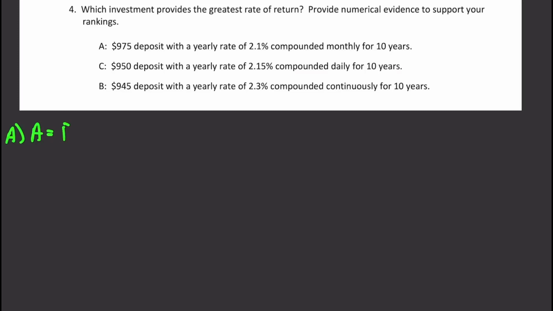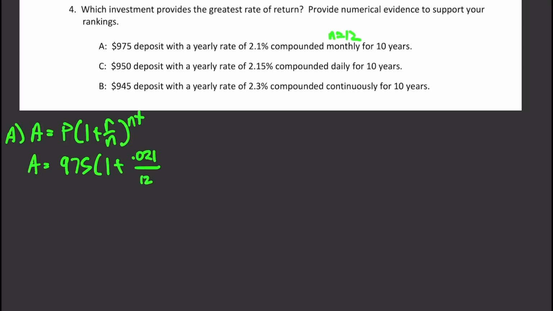All right, so for part A, I'll just write down the formula one time. P times 1 plus r over n, to the nt. And let's just plug in the numbers we have. All right, so my end amount, my principal initial amount, 975, 1 plus my rate, 2.1% is 0.021 as a rate, divided by the number of times it's compounded. So if it's monthly, n is 12. So that's going to be 12 there. This is also n, that's going to be 12, and it's for 10 years. So we're simply going to throw it in the calculator in one shot, and let's round to the nearest cent. I got $12,002.61.